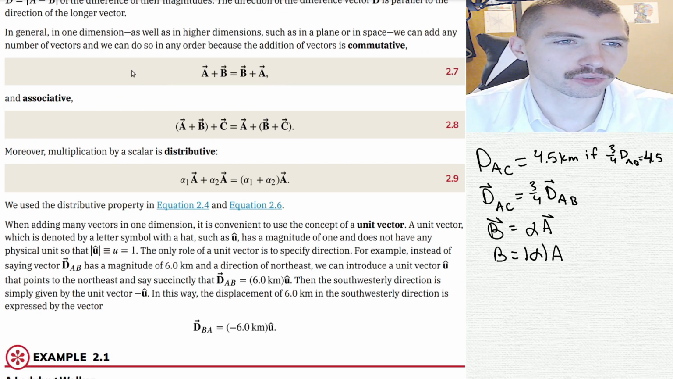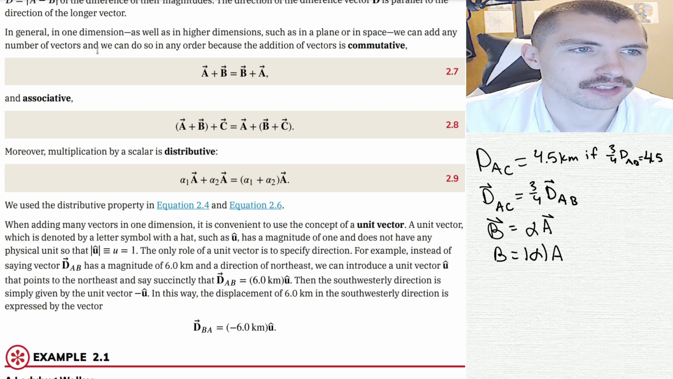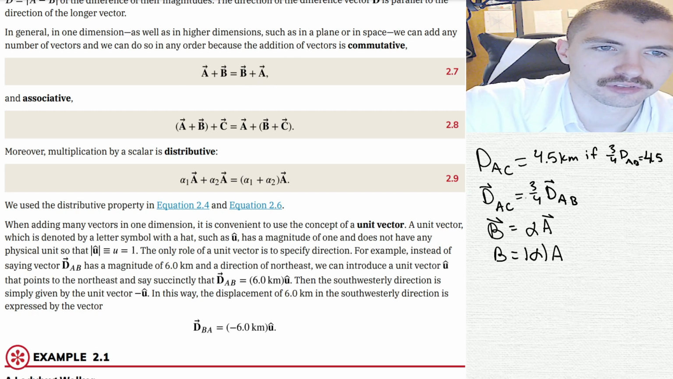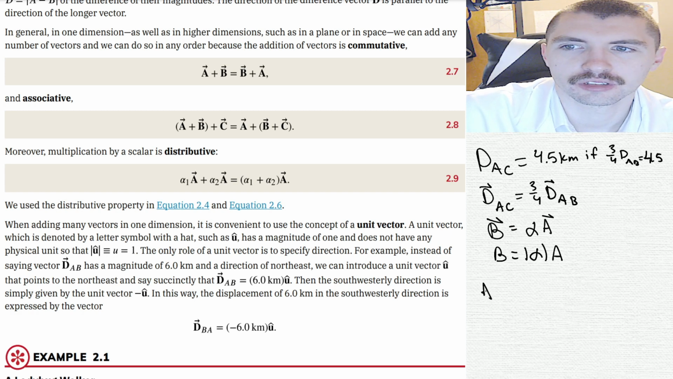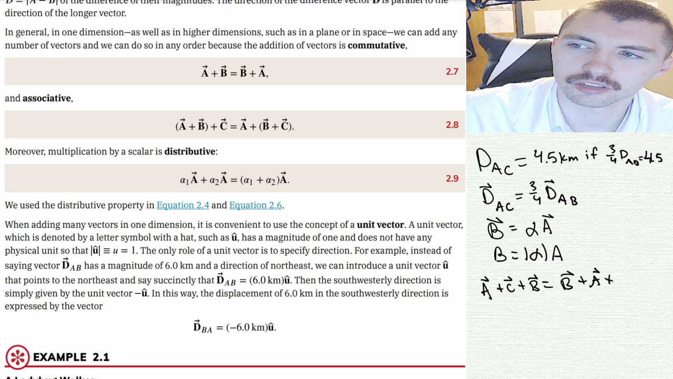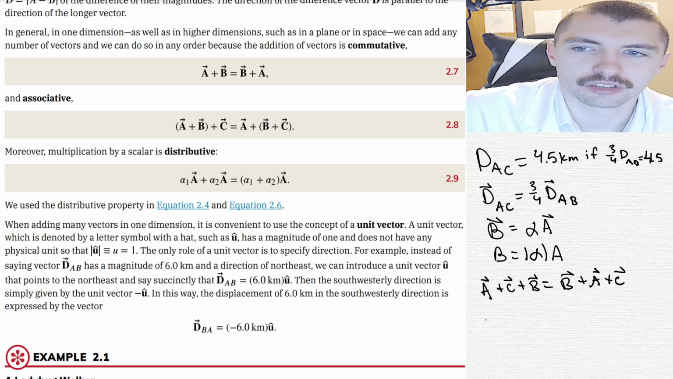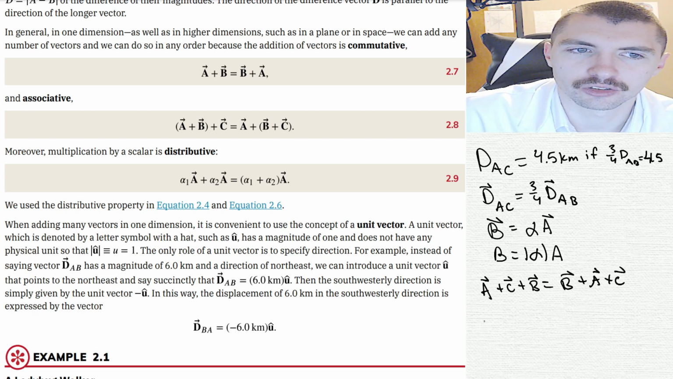In general, in one dimension, as well as in higher dimensions, as in a planar space, we can add any number of vectors and do so in any order, because addition is commutative. So A plus C plus B equals B plus A plus C. It is also associative.